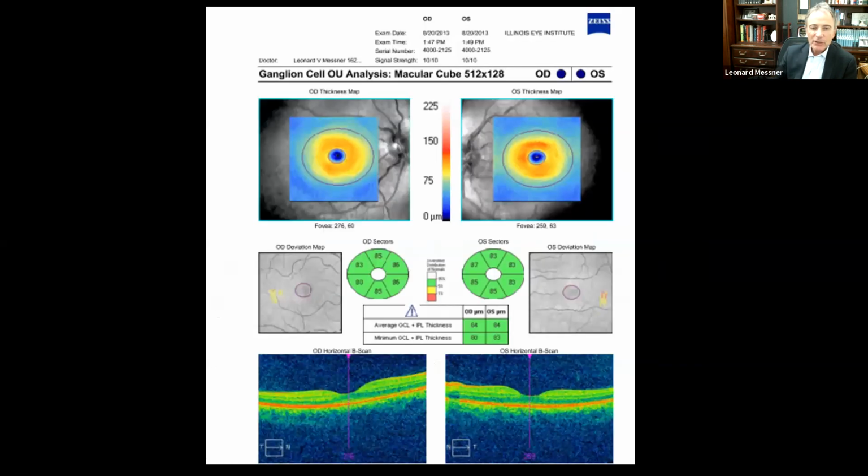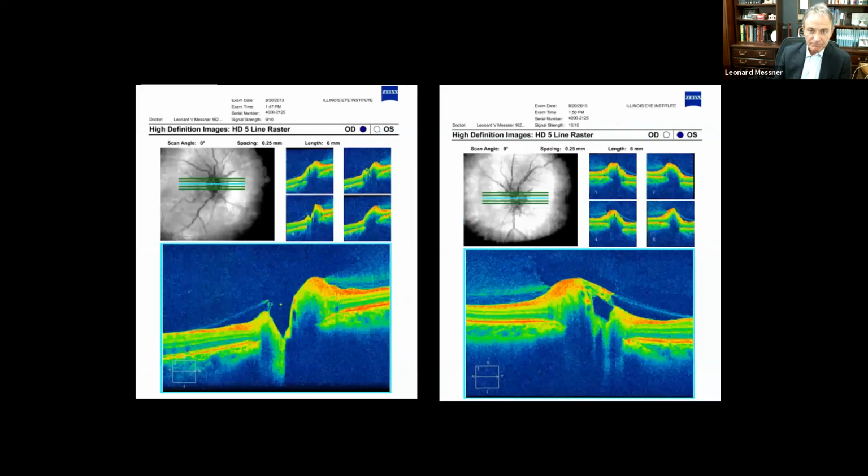But here you can see, looking at the ganglion cell complex, that really there is this very symmetric and robust appearance of macular thickness, and specifically the retinal ganglion cell complex in the right eye as well as in the left eye. And this, of course, is a good prognostic finding.